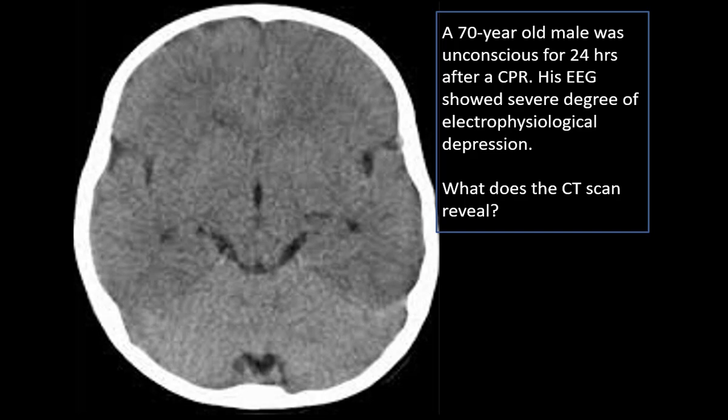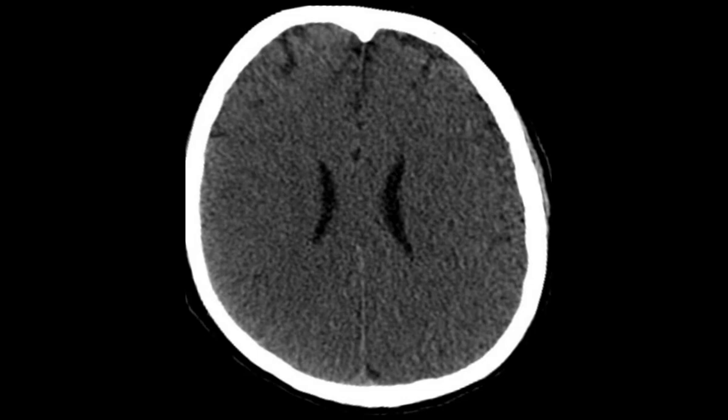A 70-year-old male was unconscious for 24 hours after CPR. His EEG showed severe electrophysiological depression. What does this CT reveal? Yeah, there is loss of sulci and gyri, and loss of gray-white differentiation. So this is cerebral edema.